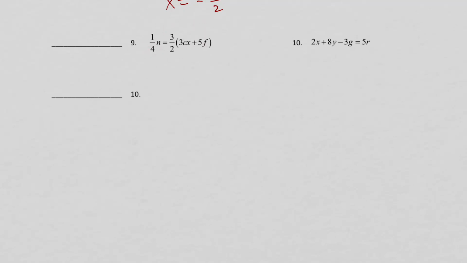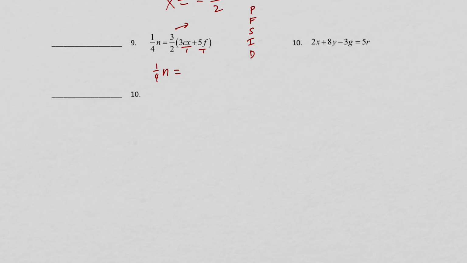There's a lot going on here, so I'm going to use my little roadmap: parentheses, fractions, simplify, isolate, divide. I'll get rid of the parentheses by distributing this. And remember, this is like over 1. So I'm going to get 1/4 n is equal to, when I multiply this times this, I multiply across the top.